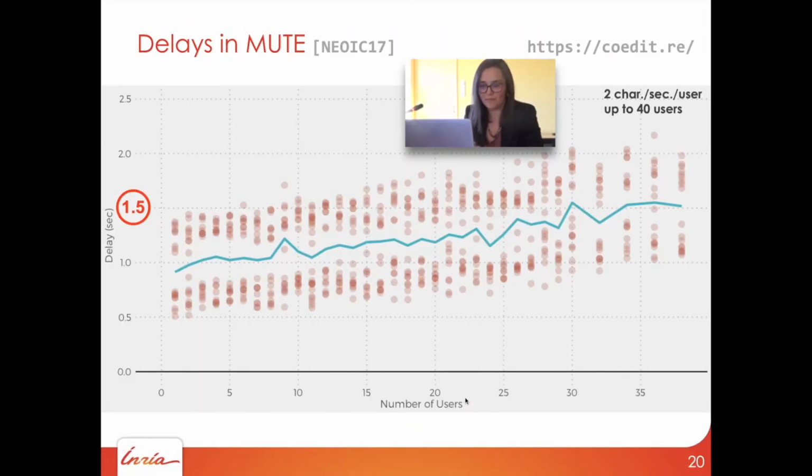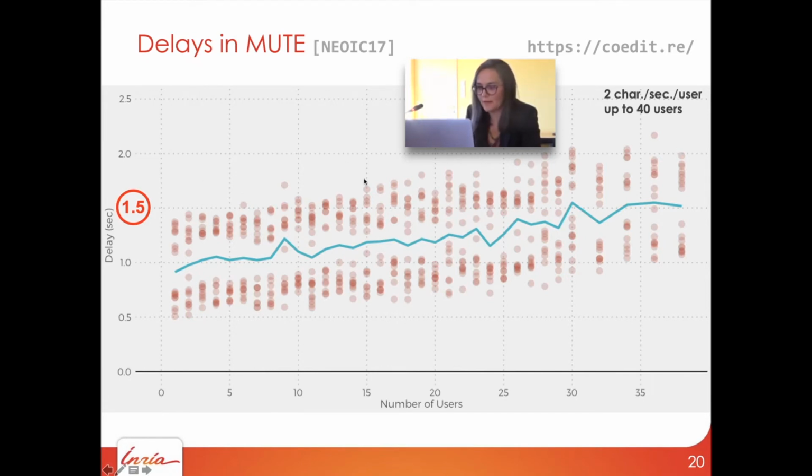We built an editor based on this LogootSplit algorithm that is called Mute. By means of simulations, we measured delays experienced by users in Mute, who write characters with a certain frequency. Delays can be defined as the time until a modification done by a user is visible to the other users. We see here that for a typing frequency of 2 characters per second for each user, we have seen delays that are less than 2 seconds.